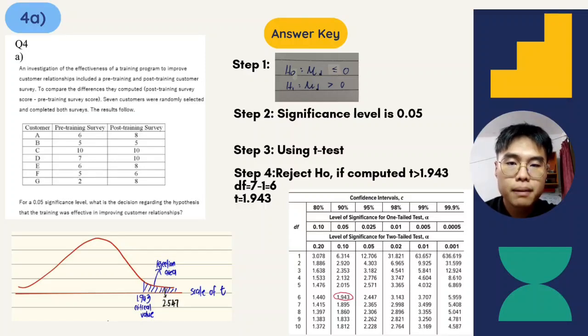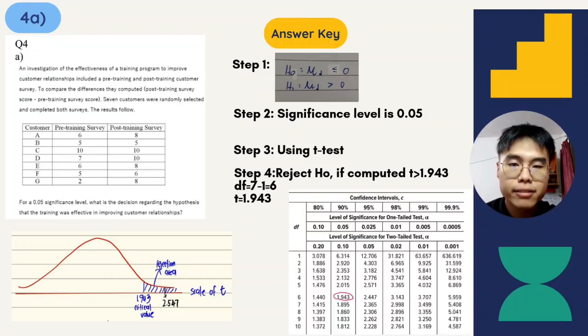Step 3, select a t statistic, because the population standard deviation for this question is unknown. And step 4, formulate the decision rule: reject H0 if computed t is more than 1.943, which is the critical t. How do we find the critical t for this question? First, we find the df, the degrees of freedom, which is n minus 1, which is 7 minus 1, and we get 6.